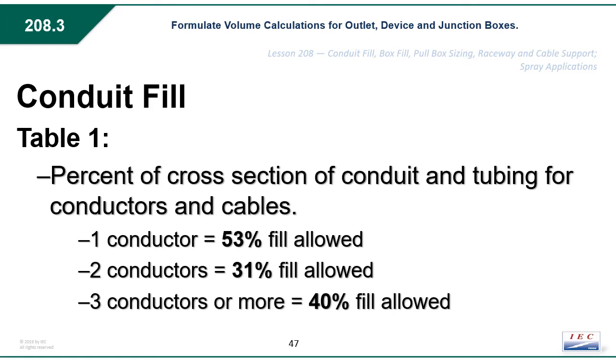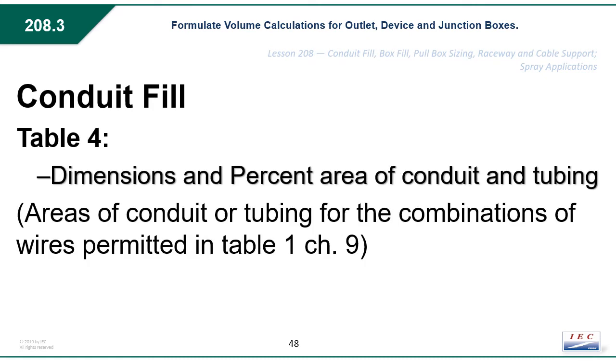I would write these things down. Table 4 gives us your dimensions and percent area of conduit and tubing. The areas of conduit or tubing for the combinations of wires permitted in Table 1, Chapter 9.